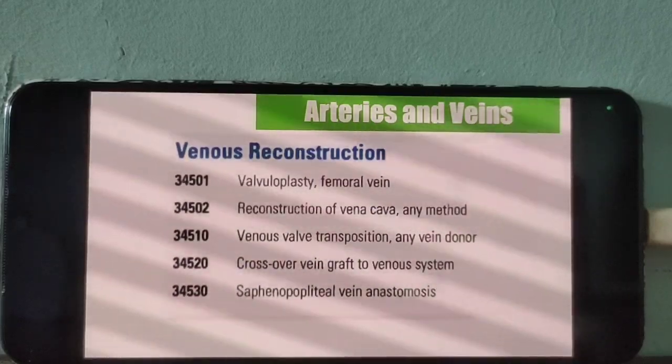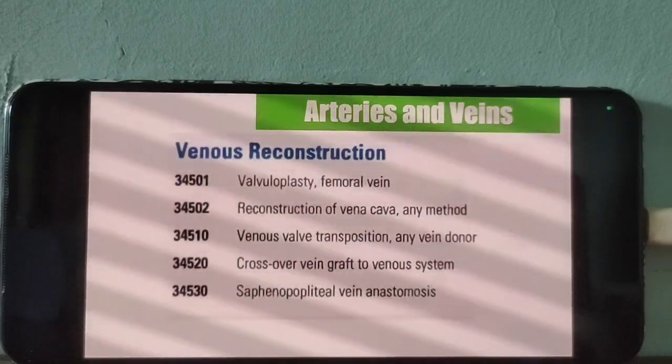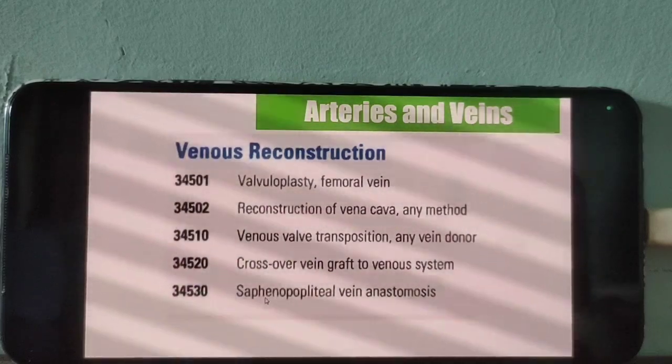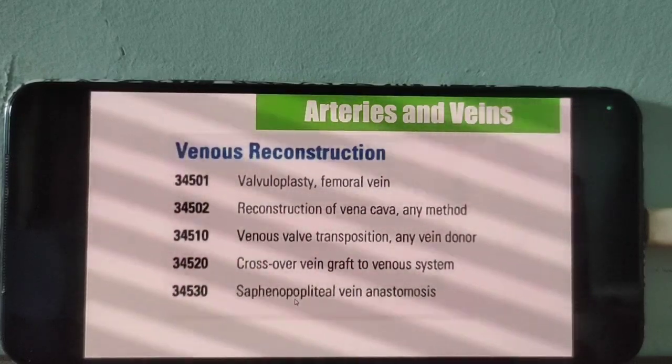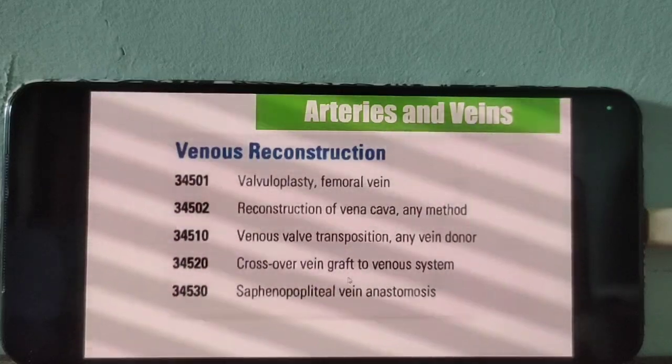What is the meaning of anastomosis? Joining. Doctors make a connection between the saphenous and the popliteal vein. So this is a code for grafting, vein grafting.